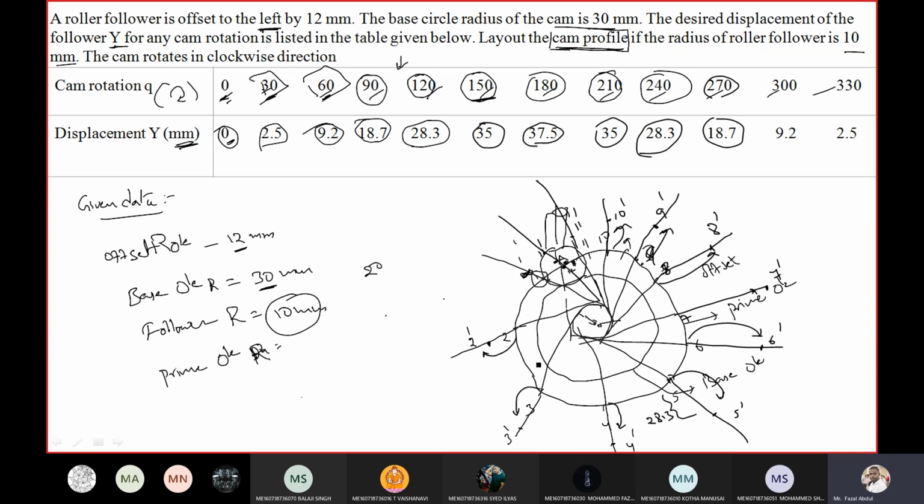So if these are the centers, measure the radius of the roller follower, 10 mm, with the compass and draw the circles like this. You can draw the full circle, otherwise you can draw the semicircle. With the center at these new points, radius 10 mm, draw the circles. After drawing the circles, join all the curves by freehand.